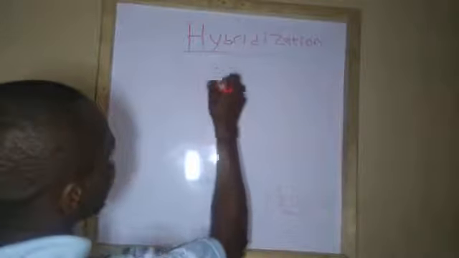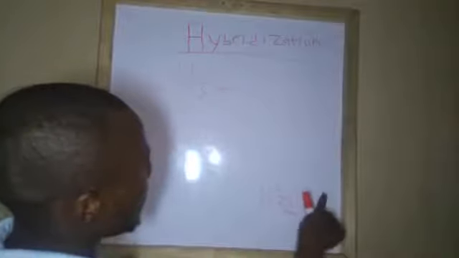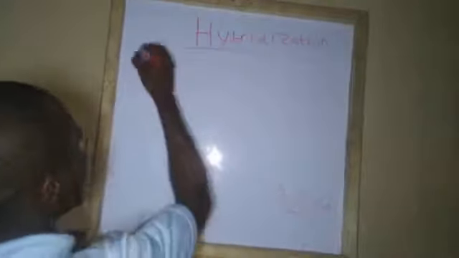So let's do the hybridization of H3O plus. Now the central atom here, hydrogen cannot be the central atom. The central atom here is oxygen. Now oxygen has atomic number of 8. Are you getting it? So if you want to set it up, it will be 1s2, 2s2, 2p4. So let's write it normally. We are dealing with H3O plus.